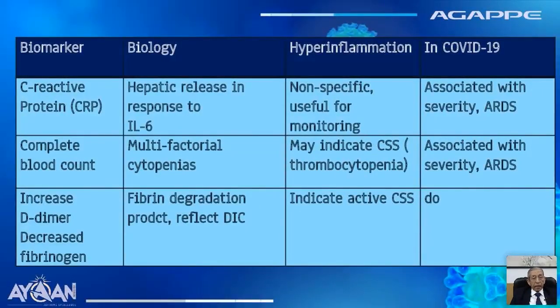This is the summary of what I have given: the biomarkers, the C-reactive protein, which is also the last column, you can see, are associated with the severity of the symptoms and the lung conditions. Similarly, other things, like the complete blood count and increased D-dimer, are also comparatively associated. But out of these, C-reactive protein is the best.